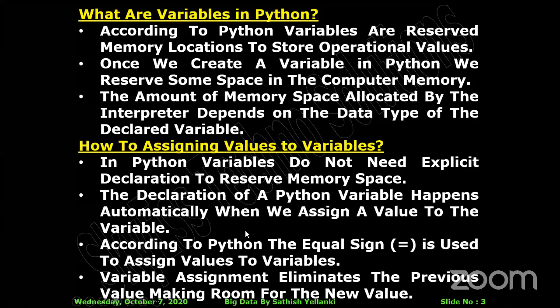In Python, the equal sign is used to assign values to variables. Variable assignment fundamentally eliminates the previous value, making room for the new value. You know that one variable can carry only one single value at a time.